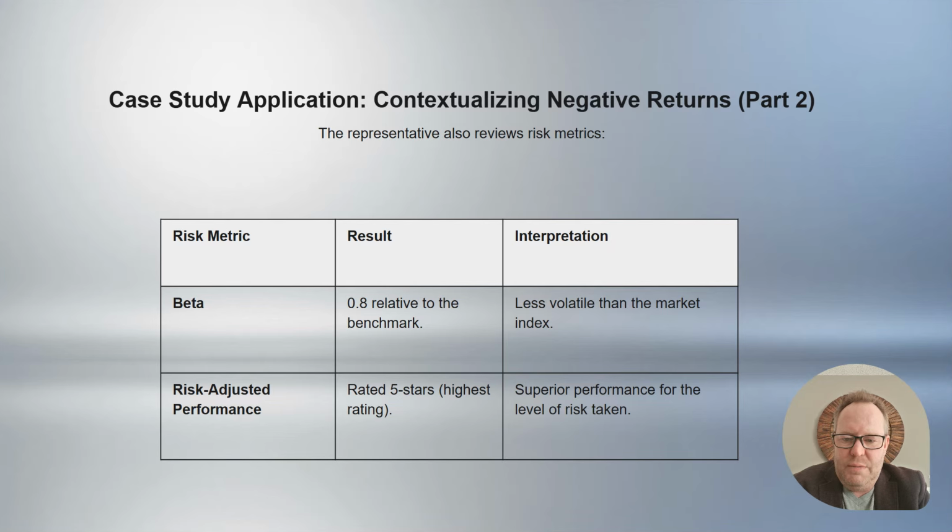Next, we look at beta of the ABC Emerging Markets Equity Fund. The result is 0.8 relative to the benchmark, so it's less volatile than the market index. And lastly, we look at the risk-adjusted performance. It's rated 5 stars, the highest rating you can get, showing superior performance for the level of risk taken.